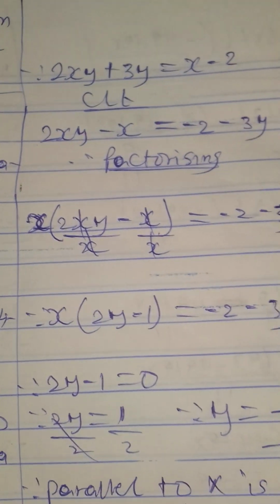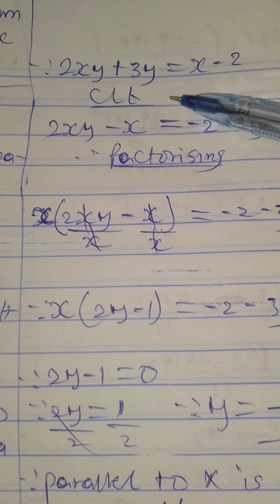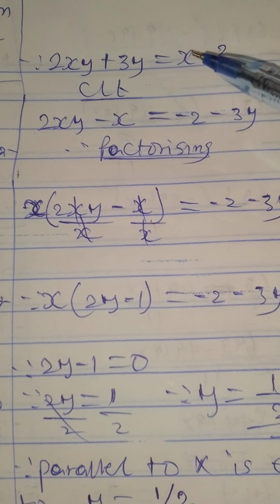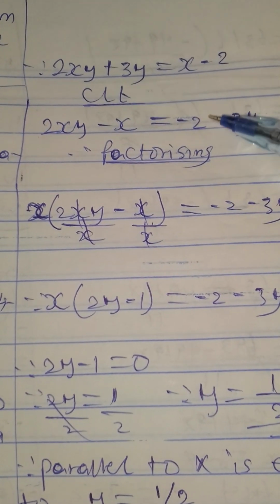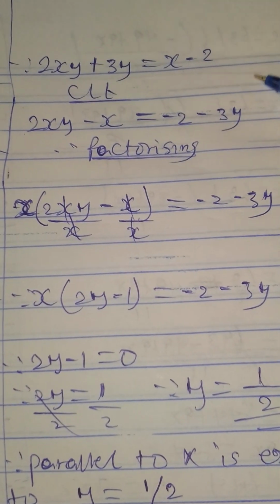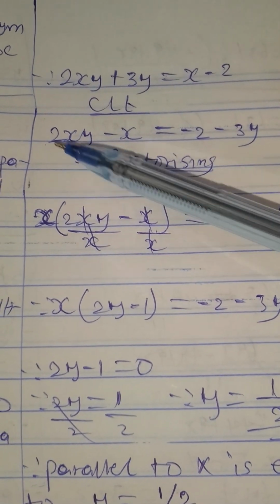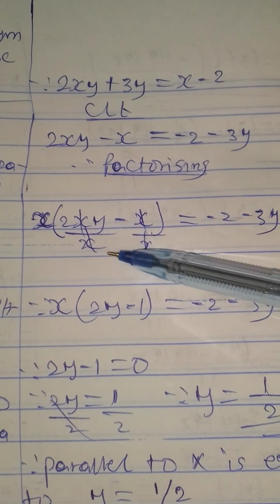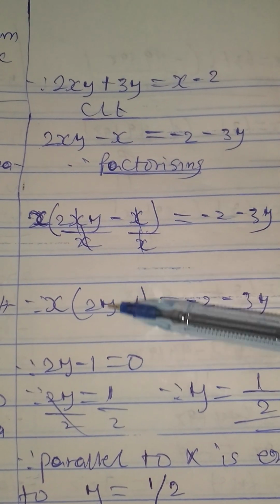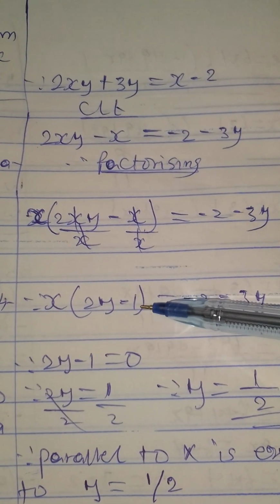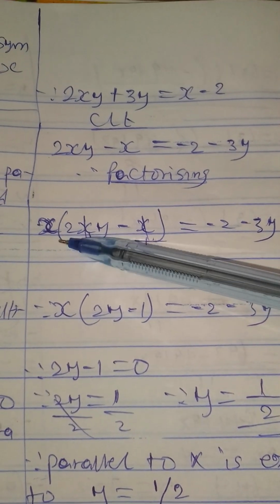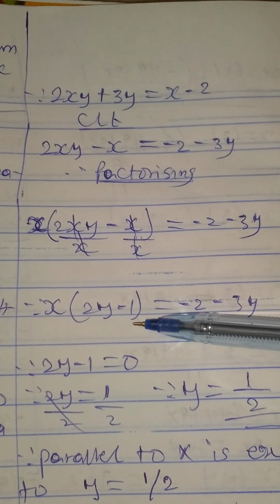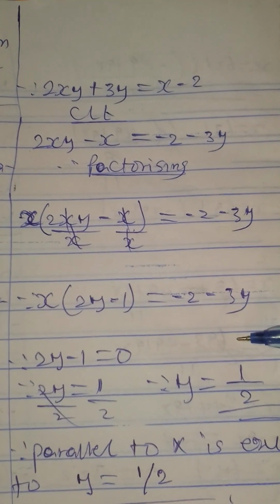Now therefore after doing that, collect like terms. I have 2xy, and x will move over, becomes minus x, is equal to minus 2. 3y moves over, becomes minus 3y. Now factorizing this, what is common here is x. If you factorize this, that becomes x bracket 2y minus 1, since if you divide all through here by x, that will give you 2y here and that will give you 1, is equal to minus 2 minus 3y.